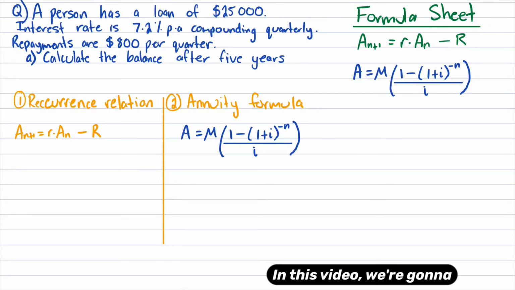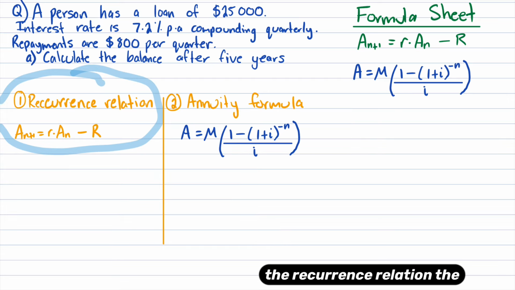In this video, we're going to compare recurrence relations and the annuity formula for reducing balance loans. This question says that a person has a loan of $25,000, the interest rate is 7.2% compounding quarterly, repayments are $800 per quarter, and we need to calculate the balance after 5 years. In this situation, we would use the recurrence relation.